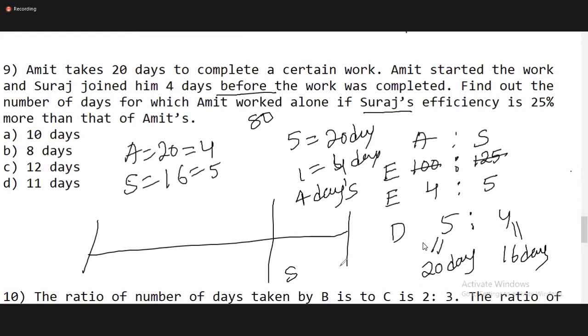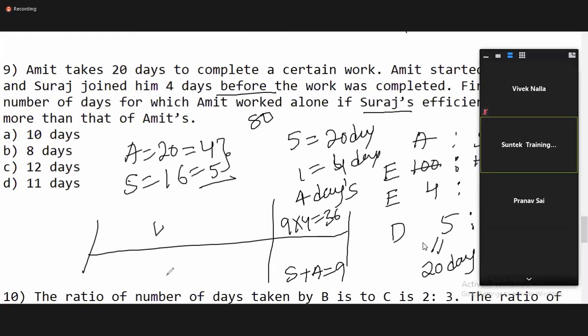They are eating together. They are eating how many chocolates per day? 9 chocolates. In 4 days, they will eat how many chocolates? 9 fours are 36 chocolates. How much is remaining now? 80 minus 36 would be what? Everybody, 80 minus 36 would be what? 44.